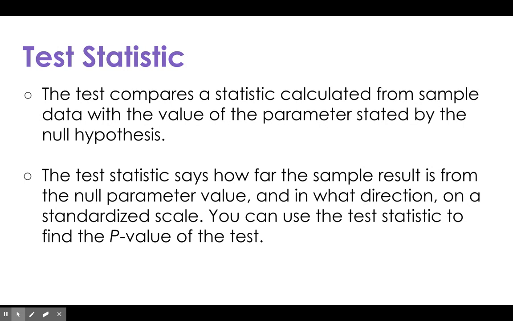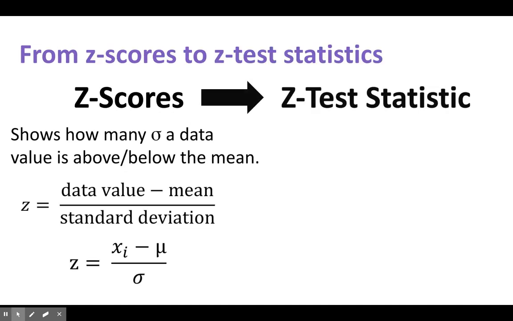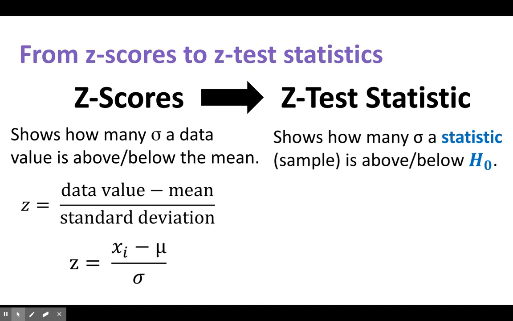So the test compares a statistic calculated from sample data with the value of the parameter stated by the null. The test statistic basically says how far the sample result is from the null value and in what direction on a standardized scale. So again, it's still a standardized score. And you can use the test statistic to find the p-value if you want. StatCrunch puts it to where you don't have to. So again, like I said, it's similar to a z-score. It shows how many standard deviations a statistic or a sample is above or below the null.